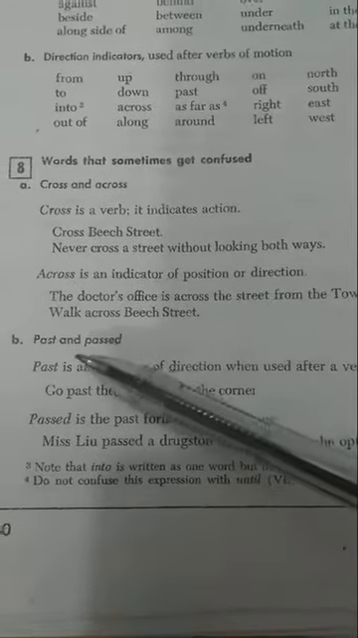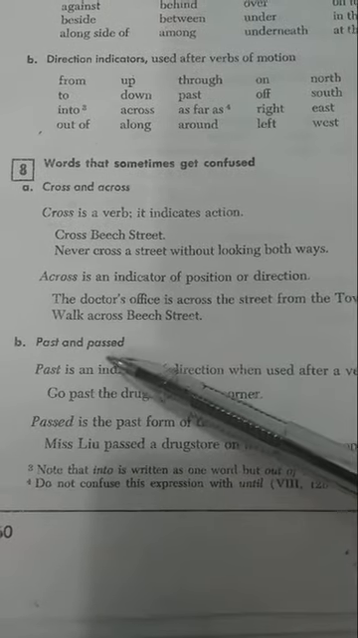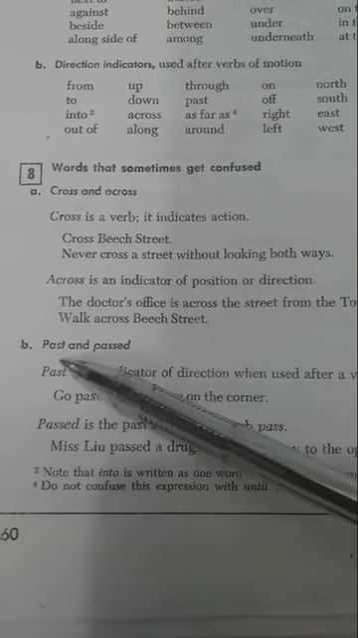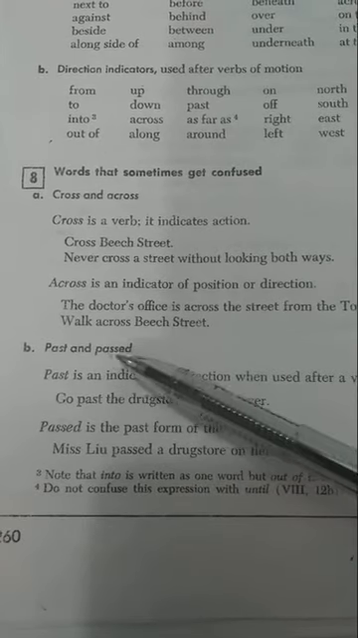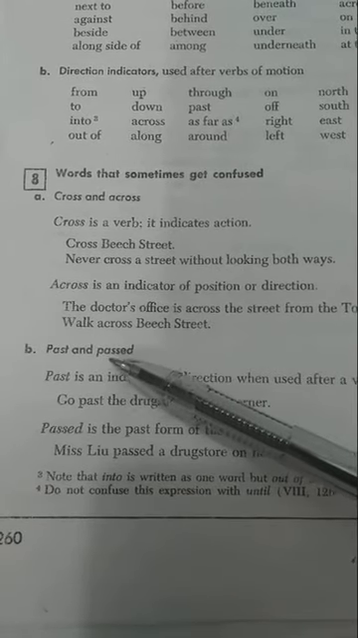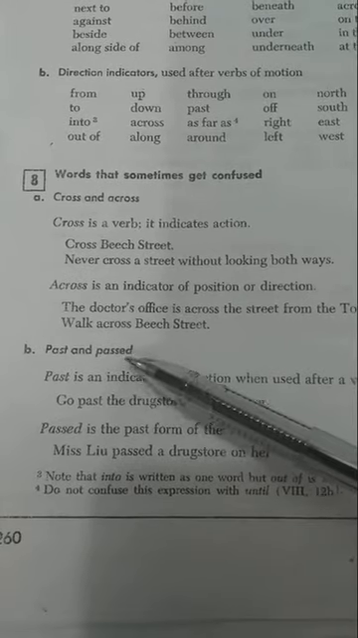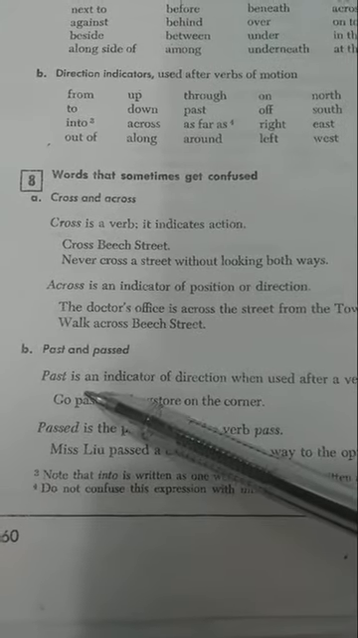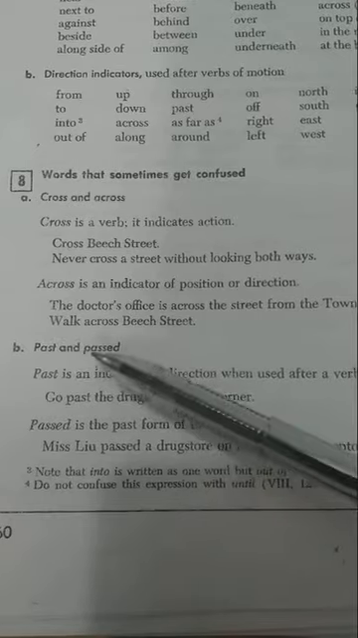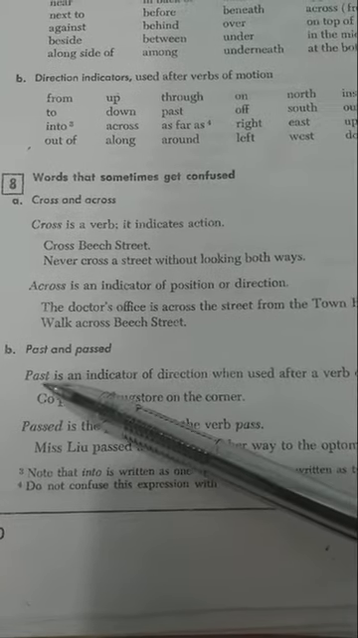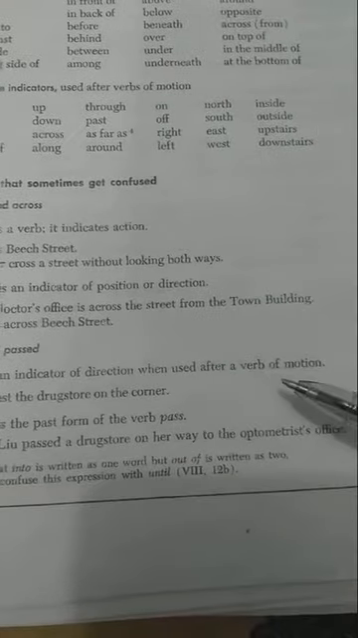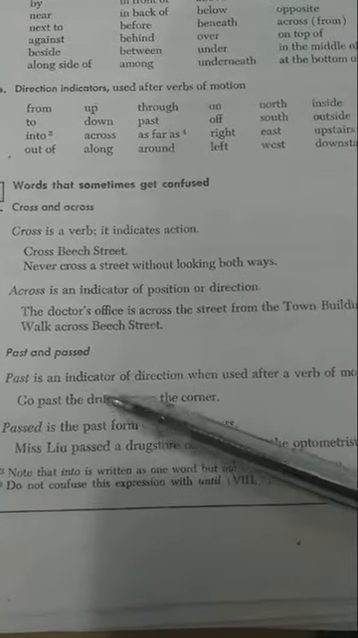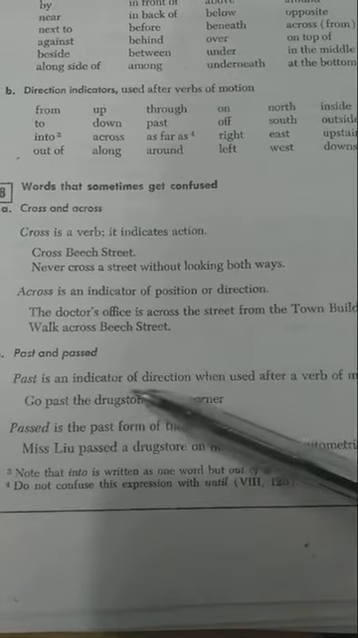It should be noted that the two words past and past have the same pronunciation. They are produced as if the final sound of the two words is produced as t, past and past. Okay, so let us know what is the difference between these two words. Past with t is an indicator of direction when used after a verb of motion. So it is used as a direction indicator.